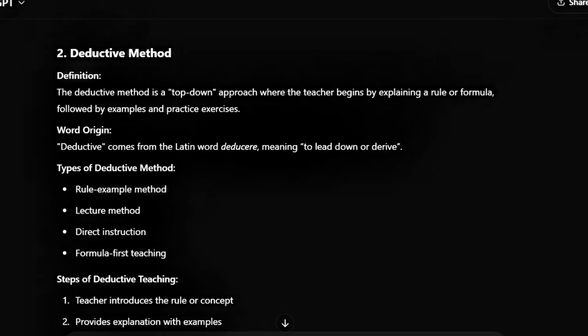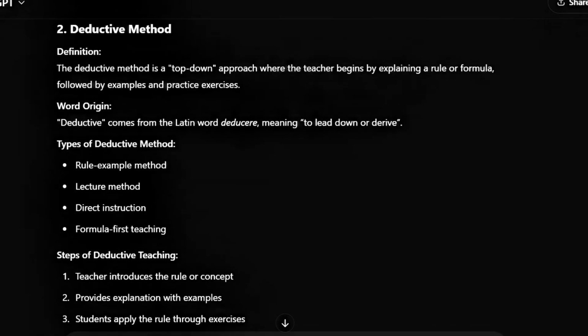Definition. The deductive method is a top-down approach where the teacher begins by explaining a rule or formula, followed by examples and practice exercises. Word origin: deductive comes from the Latin word deducere, meaning to lead down or derive. Types of deductive method: rule example method, lecture method, direct instruction, formula first teaching.